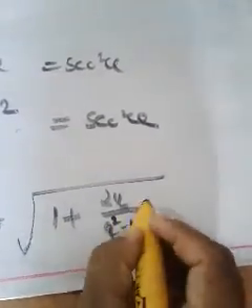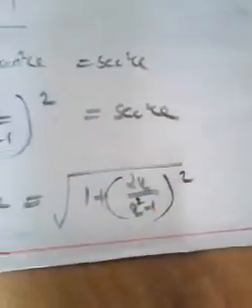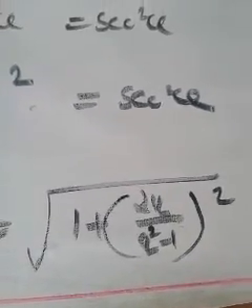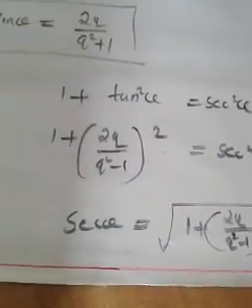Q square minus 1 square. See, now we have the value of sine theta. According to the question, we reached sine theta, and according to the question, we reached sec theta also. So we are done. Okay, you may have understood.